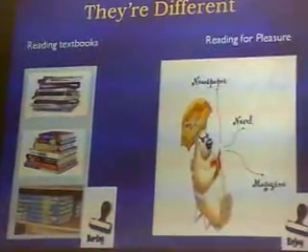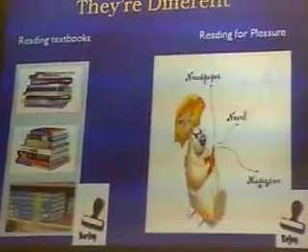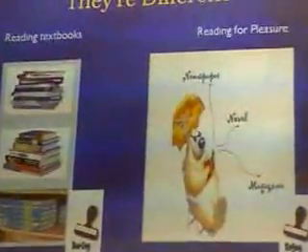In reading, there are different kinds: reading textbooks and reading for research. Reading a textbook is boring, while reading for research is enjoyable. For example, newspapers, novels, medicine, and so on.